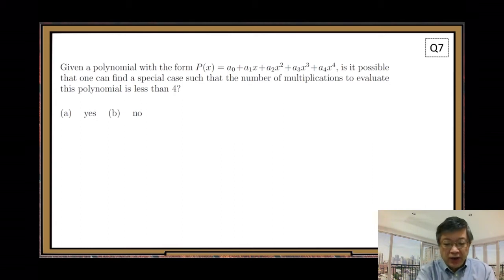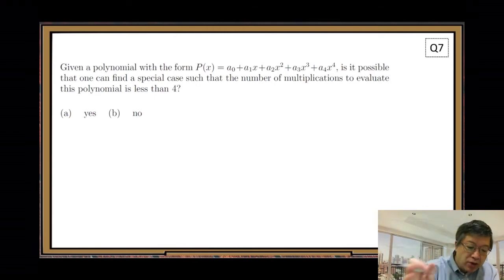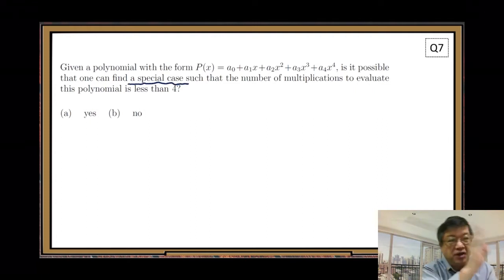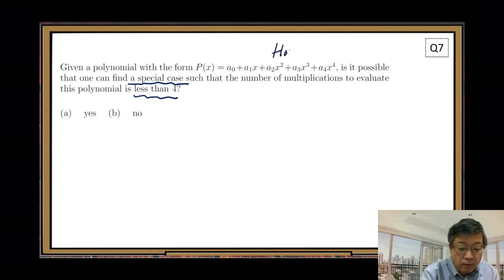Question, is it possible that one can find a special case? Here, special case, not a general case. Such that the number of multiplications to evaluate this polynomial is less than 4. We know by Horner's rule, we need 4 multiplications, right? First, we connect to Horner's rule.